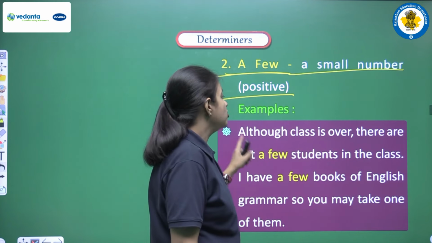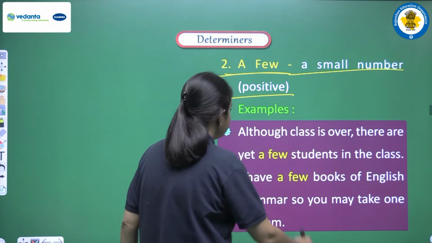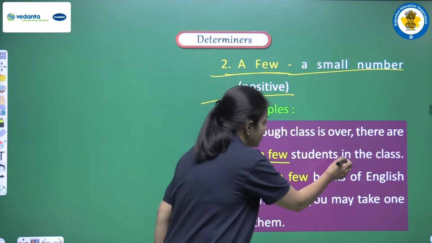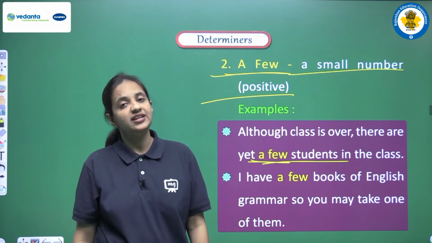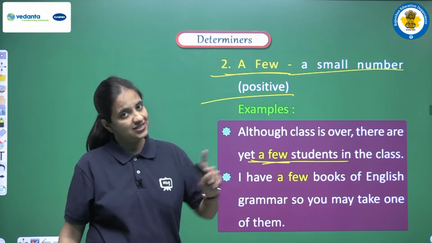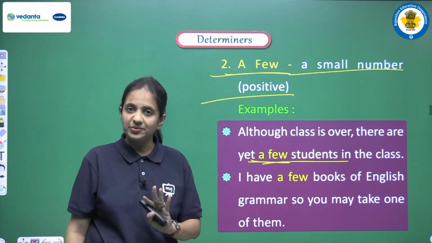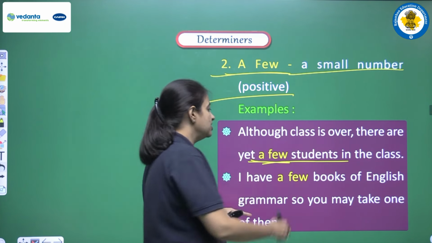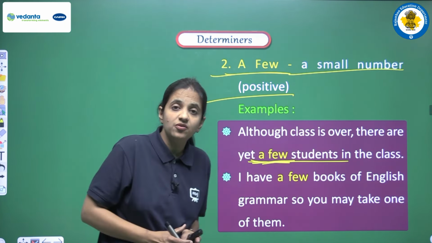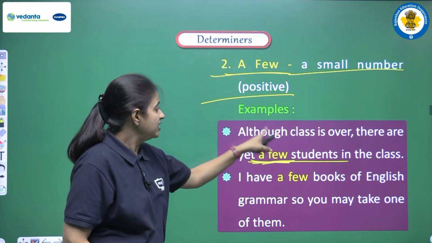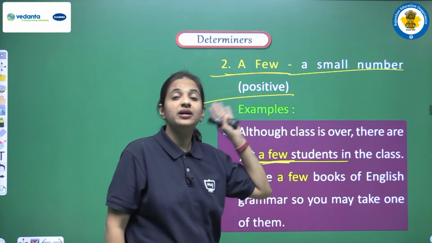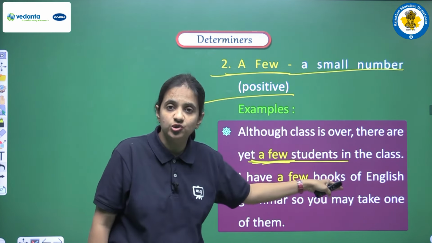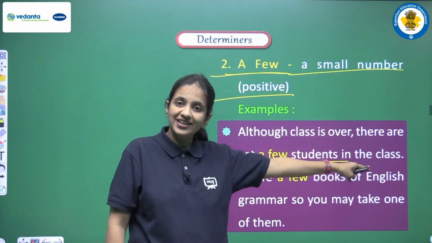The first sentence is, although class is over, there are yet a few students in the class. So first of all, observe that we are having students as a noun, and students are a countable noun. So this thing is clear that a few is also used for countable nouns, right? And the second thing that we have to observe here, that when we are using a few, it means positive number we are talking about here. So we are saying that yes, although class is over, still in the class there are some students, there are a few students. So now we are having a positive meaning in the sentence, right?